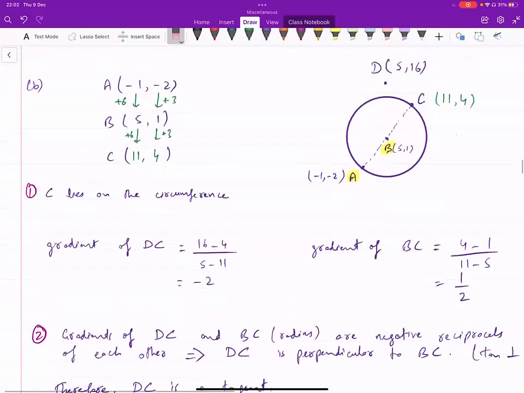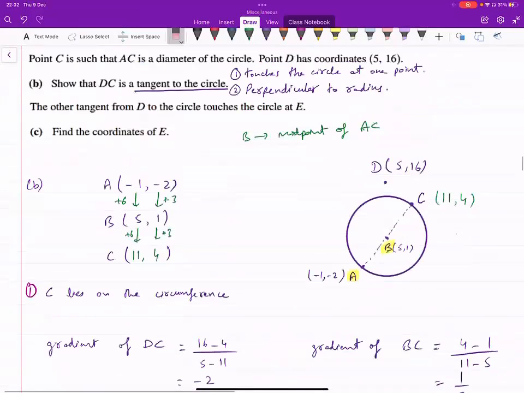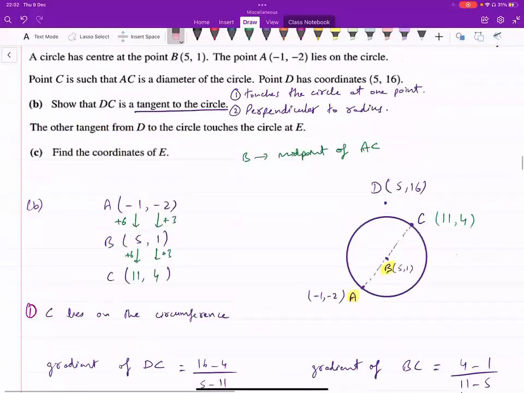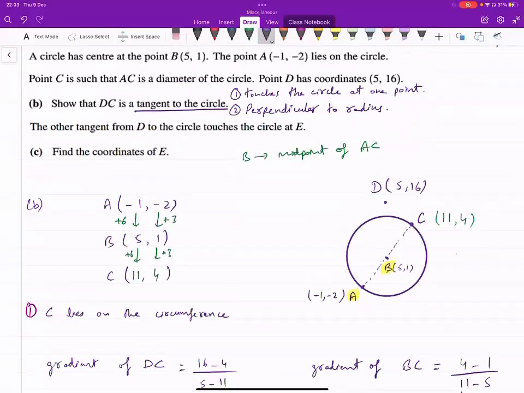let's look at the next part. Next, look at the other tangent from D to the circle touches the circle at E. It's really helpful most of the times to draw a sketch of the figure that you have. For example, in this case, we've got a circle. It will be very, very helpful that you always draw a rough sketch that is not extremely accurate, but it's still reasonable.